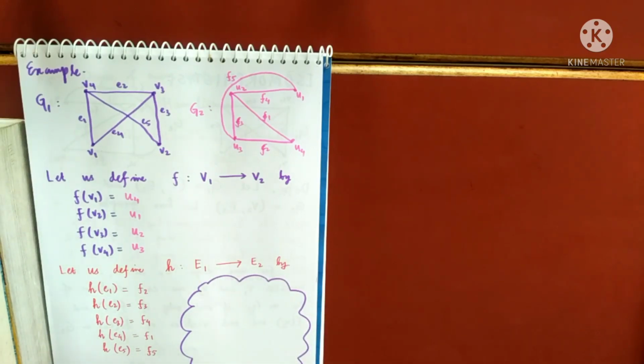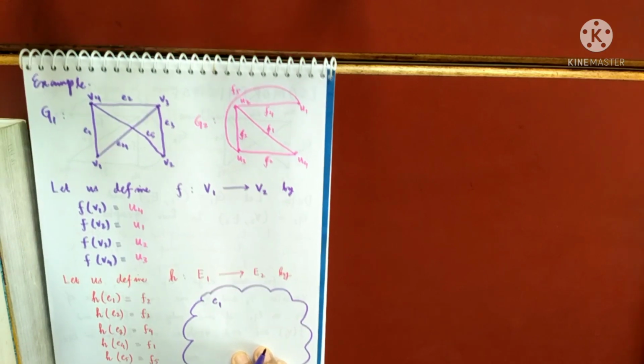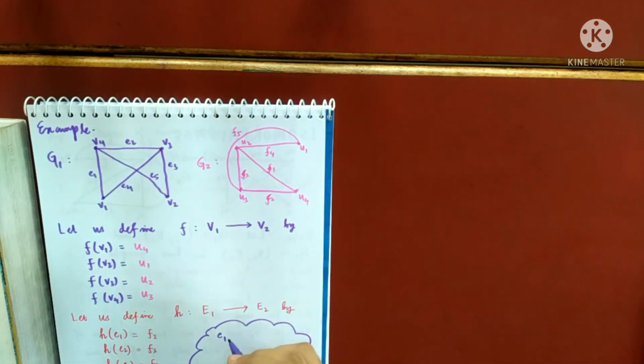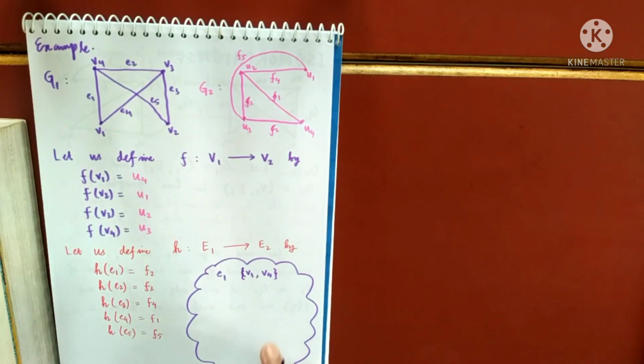So you choose any edge. I am choosing the edge E1. What are the end vertices of E1? It is V1 and V4. So E1 has end vertices V1 and V4. I'll write like this. E1 has end vertices V1 and V4.